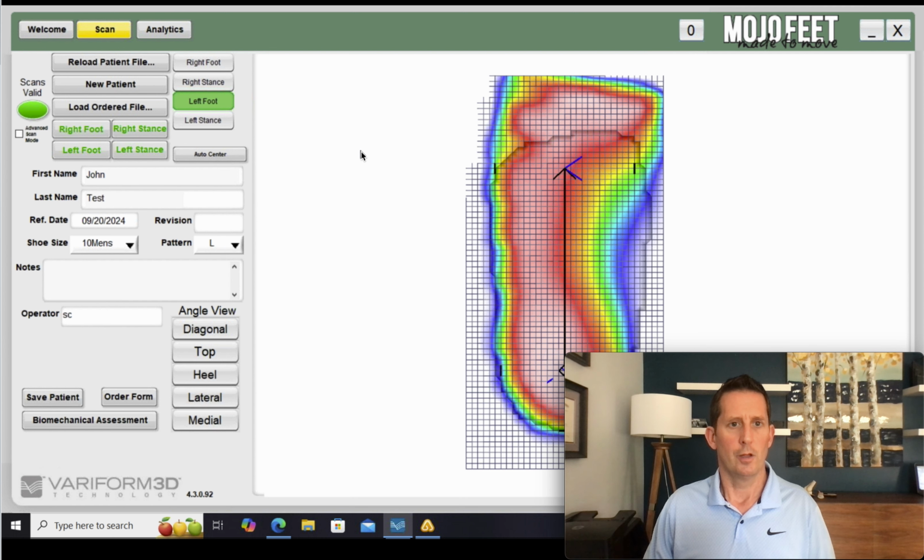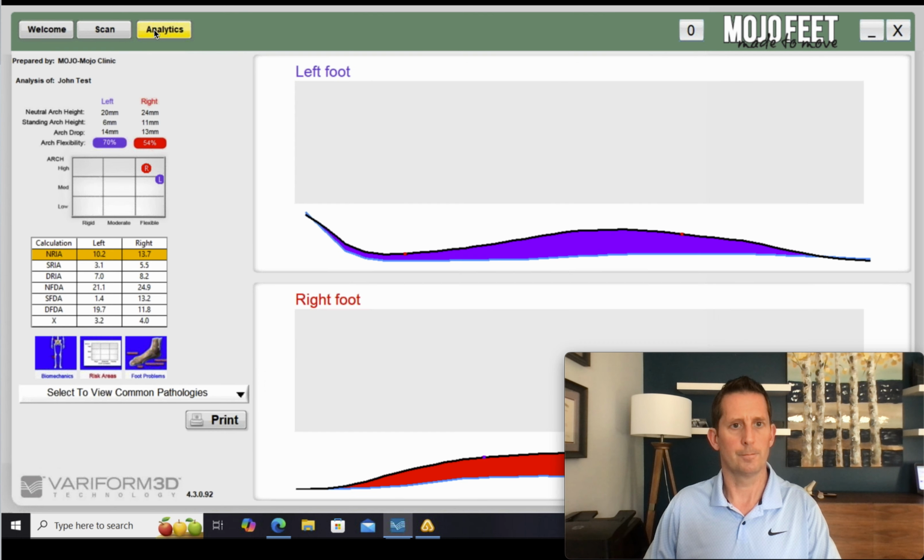how to use it. So we're going to continue with our patient John test here, and the next stage we're on is the analytics screen. So we're going to move to the analytics screen by clicking across the top on that tab. Maybe, there we go.